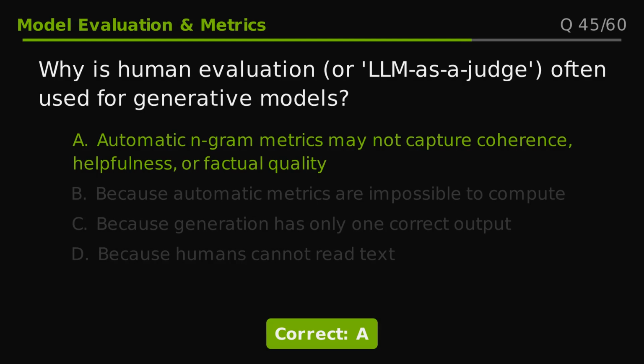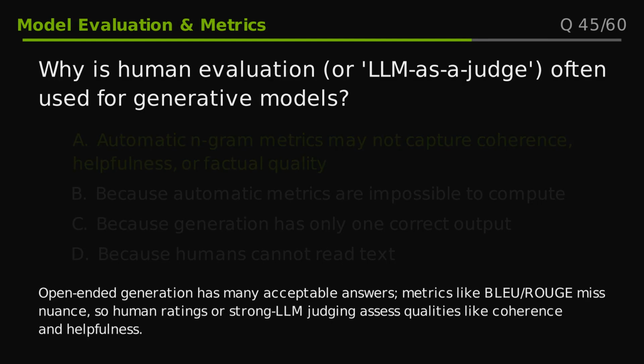The correct answer is A. Open-ended generation has many acceptable answers. Metrics like BLEU or ROUGE miss nuance, so human ratings or strong LLM judging assess qualities like coherence and helpfulness.